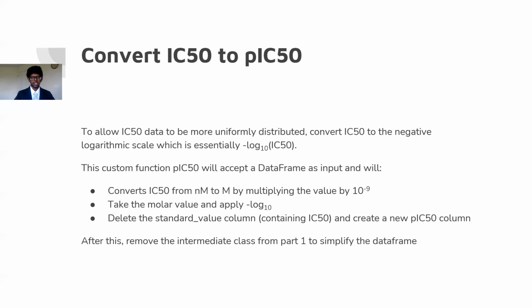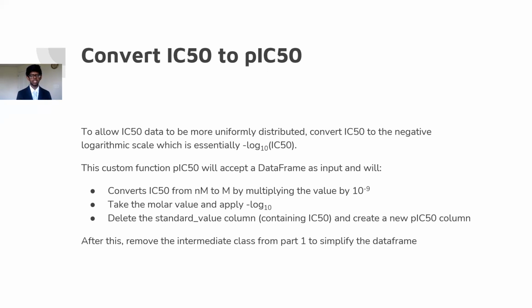So after this, we would have to convert IC50 to pIC50. And this is to allow the IC50 data to be more uniformly distributed. And so essentially what I did was I converted it to the negative logarithmic scale, which is essentially negative log base 10 of the IC50 value of anywhere between 1,000 and greater than 10,000.